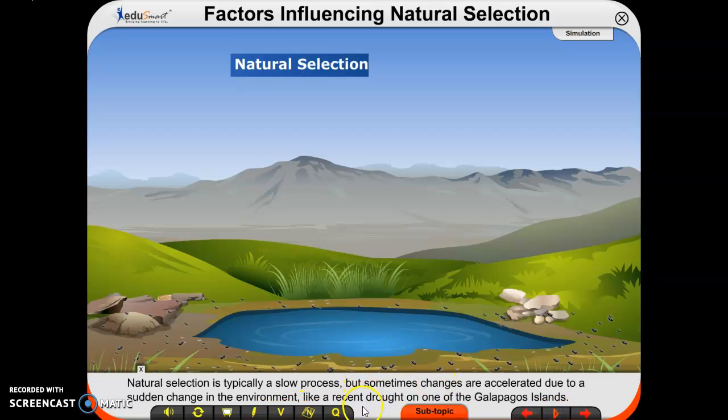Now, here's an example where we can see natural selection occurring. So again, we said that it takes a long period of time. Sometimes it could be sped up a bit. So for example, there was a recent drought on one of these islands. A drought means that it hasn't rained in a long time, and so there's not enough water.